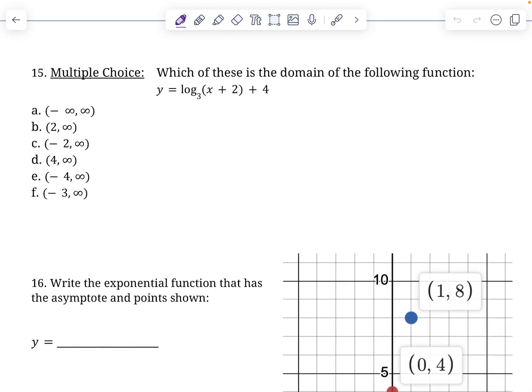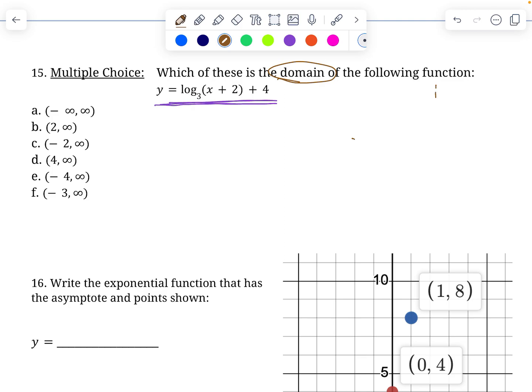Okay, so question 15 says, which of these is the domain of the following function? It gives us this log function. There's a couple ways to do this. I think the easiest is to know that domain is associated with the vertical asymptote of a log graph. If you think about a log graph, you should have in your head that log graphs look like this. They have vertical asymptotes and they go like this. Your domain for a log graph is just vertical asymptote to infinity. You just got to figure out where the vertical asymptote is.